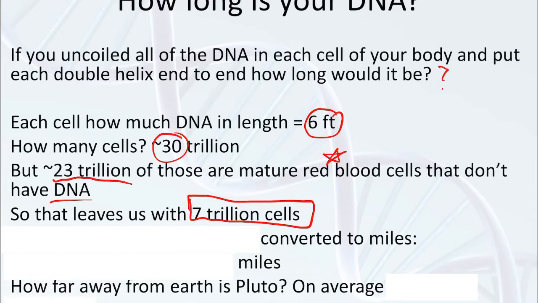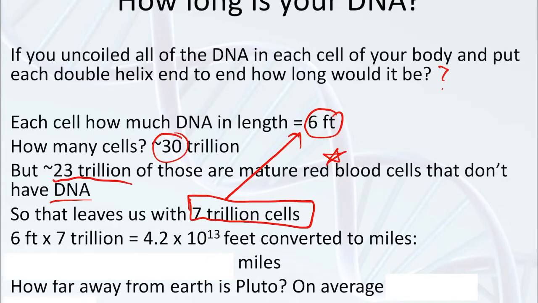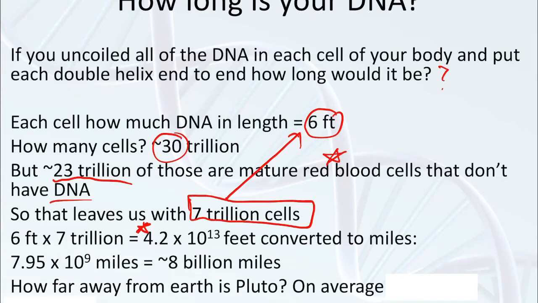So we take this 7 trillion, times it by 6 feet. What do we get? 6 feet times 7 trillion. That's 4.2 times 10 to the 13th feet. We convert that to miles, take all of that, and what do we get? We get 8 billion miles.